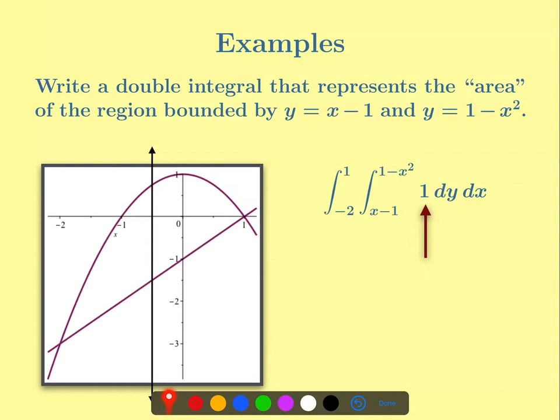Now, why did I put a 1 here? Well, recall from what we did earlier that if we're taking the volume of a solid where we have the base given by a region in the xy plane, and the solid just has height 1, then the volume is just the area of the base times that height 1. So it's the area of the base times 1, that's just the area of the base. So again, this is just going to give me the area of this region. If I put a 1 there, it's going to give me the area of the region.